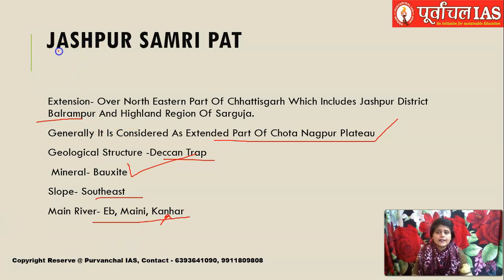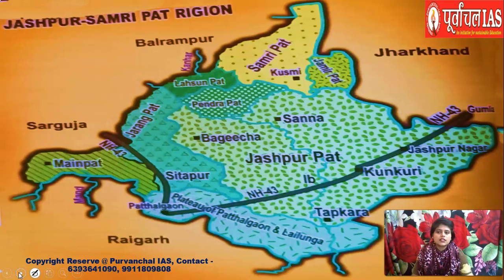Now see, in this Jashpur Samri Pat, actually these two are different. Jashpur is basically the biggest region of this Pat, and Samri is the highest region. That means the Samri part is in the highest location of this particular area. So you need to remember, they are written together but they are different. Now see the closer look of this Jashpur Samri Pat region.